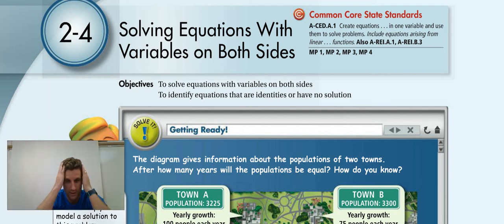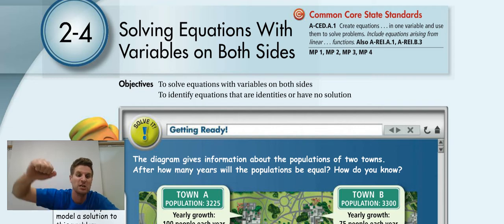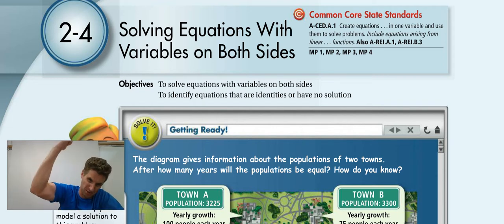2.4 video. Let's get to it. Solving equations with variables on both sides. So today we're going to solve equations with variables on both sides, and we're going to identify equations that are identities or have no solutions. Okay? So we'll talk about what an identity is when we hit it. So let's get to examples.